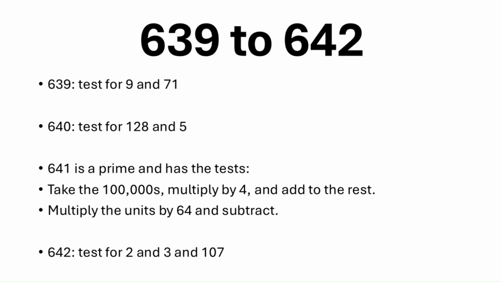641 is a prime and has the tests. Take the 100,000s, multiply by 4, and add to the rest. Multiply the units by 64 and subtract. 642, test for 2 and 3 and 107.